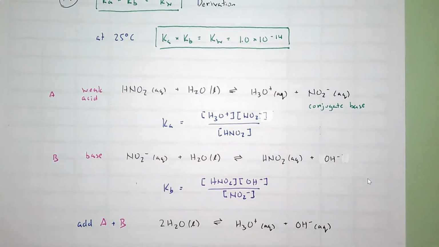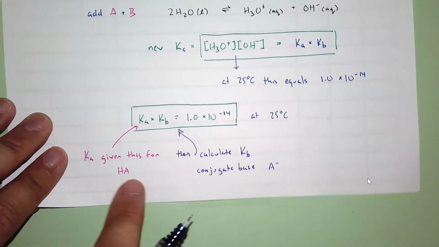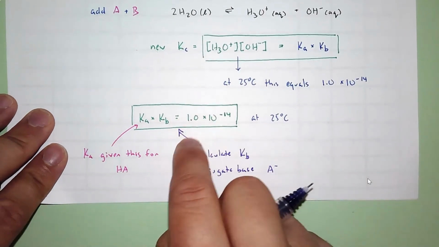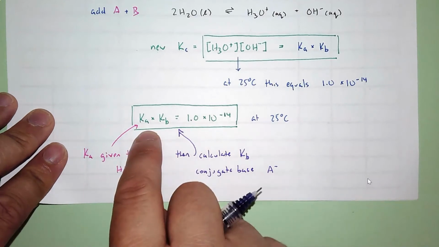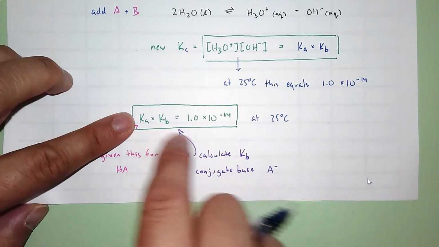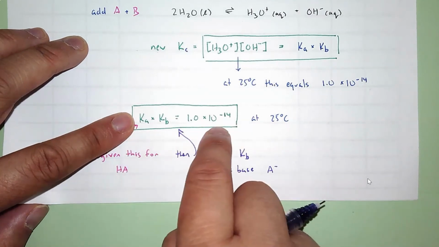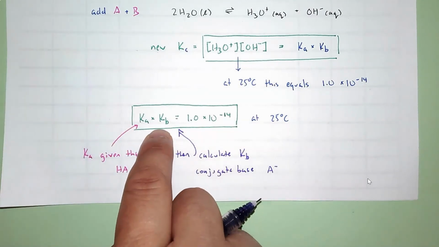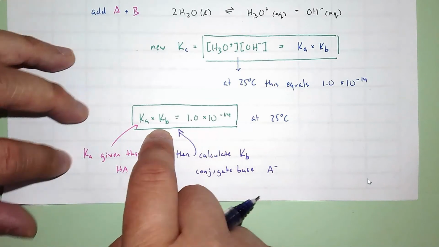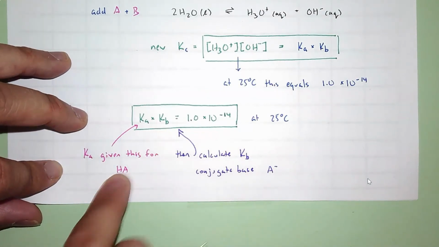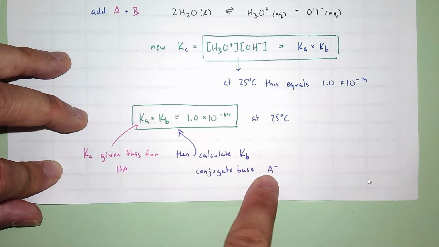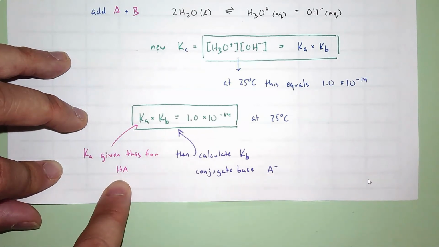So that's the derivation. The trick is, don't get confused, because when given a Ka number, people will do 1.0 times 10 to the minus 14 divided by Ka, and they say, oh, I got the Kb. And they think it's the Kb for that compound. It's actually the Kb for the conjugate base of that compound.